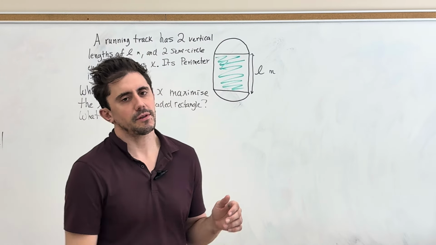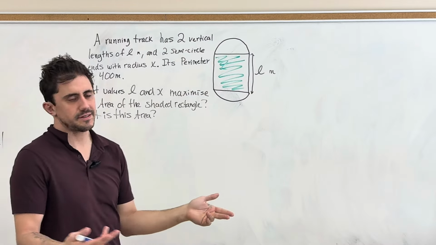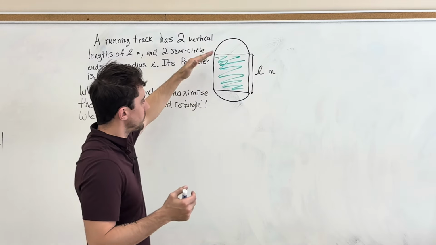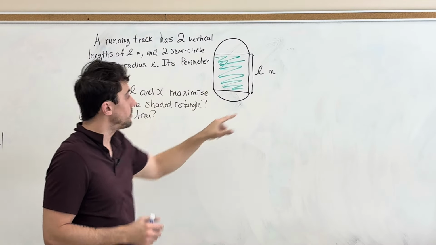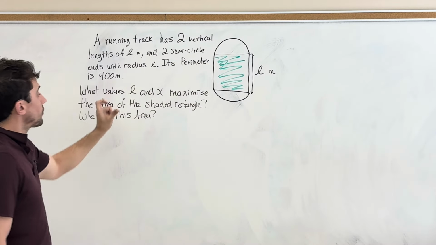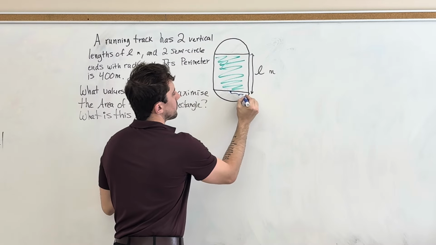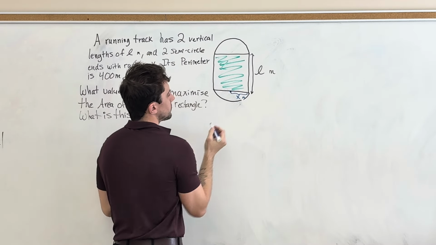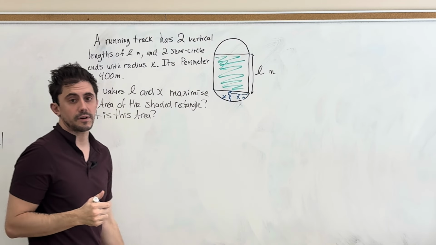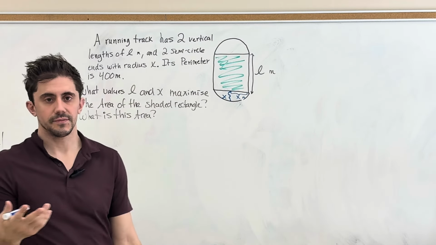Good afternoon, everybody. Today we're looking at an optimization problem where we have a running track for track and field purposes that has two straight vertical segments, in terms of this diagram, of L meters, and then two semicircles at either end of the track that both have a radius of X meters. You can measure the radius however you want to look at it. The two semicircles are identical.